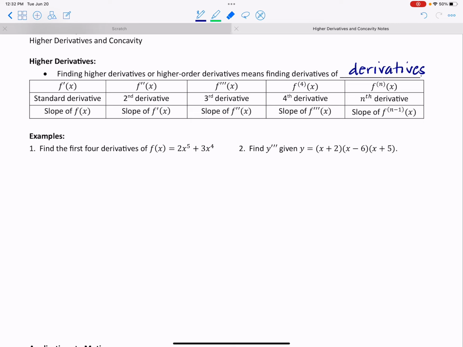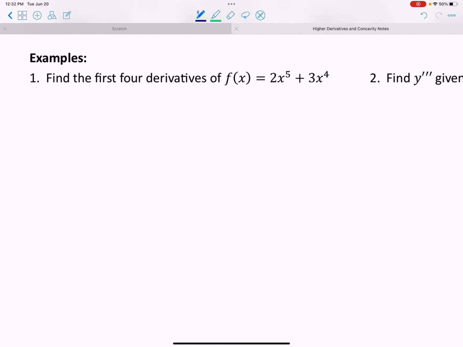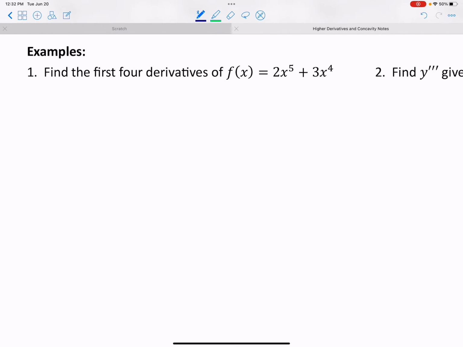Okay? So let's try to find some higher order derivatives. In this case, we're going to find the first 4 derivatives of f of x. And luckily, differentiating here will be pretty simple because this is power rule. So let's find f prime of x, our first derivative. So that's going to be a 10x to the fourth, and then a 12x to the third. There's our first derivative. There's the slope of our function.